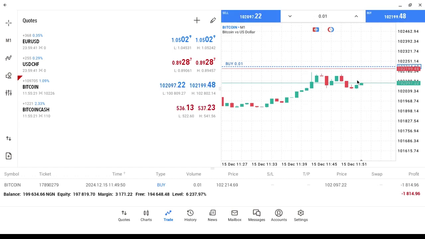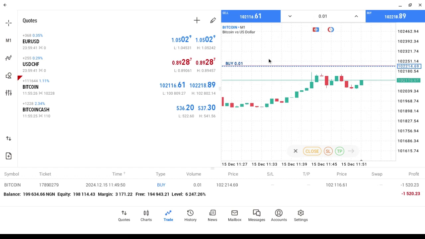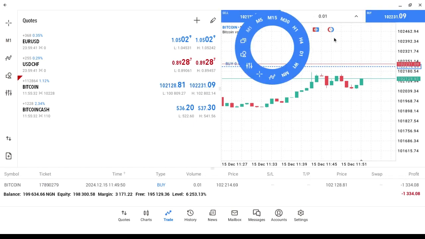If you want to know the smallest difference, please always use the 1 minute time frame. This is 1 minute, this is 5 minutes, this is 15 minutes, this is 30 minutes, this is 1 hour, this is 4 hours. Use the 1 minute time frame to determine the spread of a broker. Don't use 5 minutes, don't use 15 minutes, don't use 1 hour, don't use 4 hours to determine the spread. Don't.